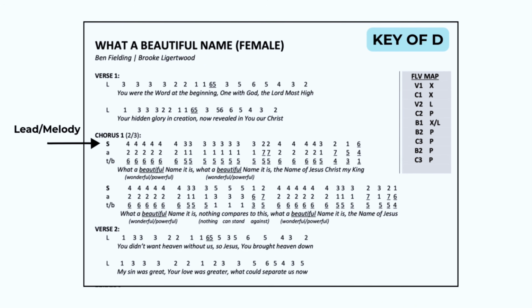4, 4, 4, 4, 4, 4, 3, 3, 3, 3, 3, 3, 3, 3, 2, 2. And then for the alto line, we'll start on the 2, which is an E. And again, you're going to just follow the numbers. 2, 2, 2, 2, 2, 2, 1, 1, 1, 1, 1, 1, 1, 1, 7, 7, and so on. And that gives you your alto line, and you would do the same for tenor.